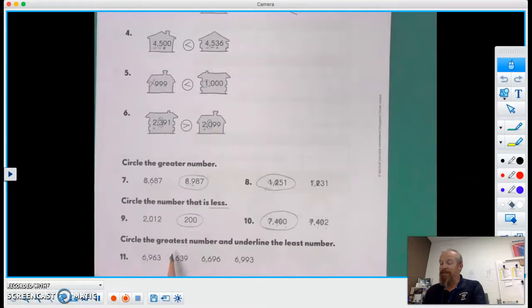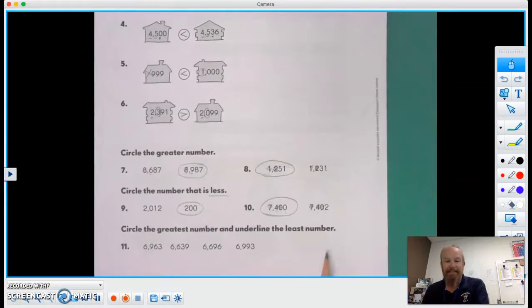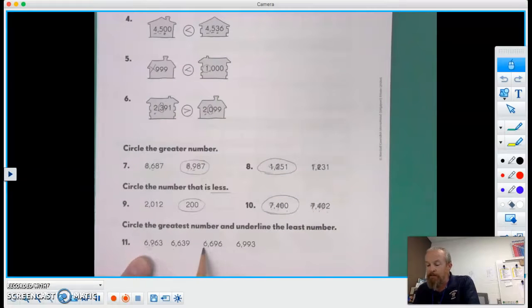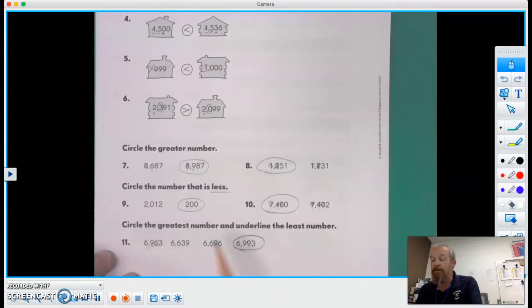Circle the greatest number and underline the least number. So greatest, 6,900, 6,000. This is bigger than this one. 6,600, 6,900. This one's still bigger than this one. 6,900, 6,963, 6,993. So the 93 is bigger than the 63. So this number, circle the greatest, is our greatest number, the largest number.